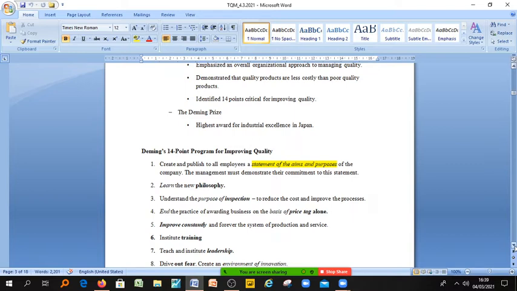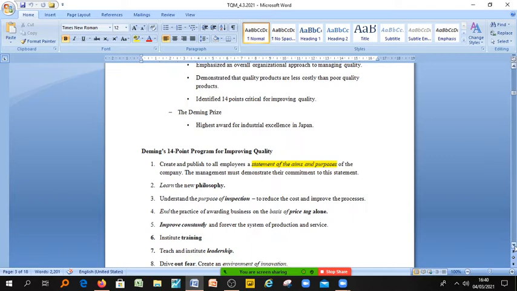And then learn the philosophy. Philosophy, you know philosophy? Philosophy is spelled P-H-I-L-O-S-O-P-H-Y. So you learn the philosophy of the organization. Are we together? Then understand the purpose of inspection. You just write inspection. We are going to see what inspection means. But basically, when you're inspecting, you're trying to find out, for example, does this product have defects? You're checking it out before it is being sold. That is inspection.